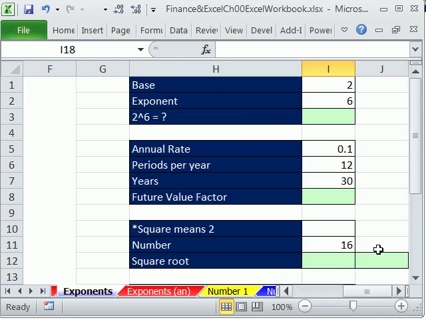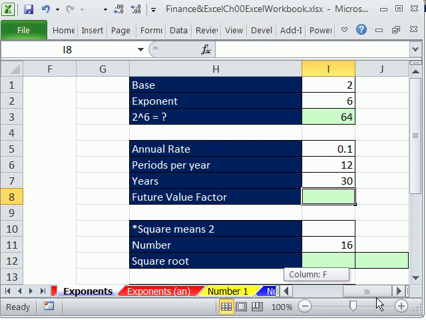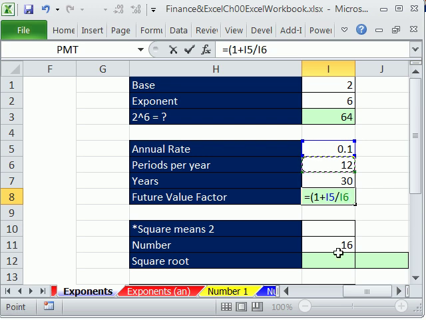All right, let's see some examples here. 2 caret 6, that should be giving us 64. So I'm going to say 2 and then caret 6, and we should get 64. Let's go ahead and do this factor over here. We don't need to know the meaning of it. We're just practicing the math of it. Equals, and then 1 plus, and we take our annual rate divided by our number of periods per year, close parentheses, and then caret.